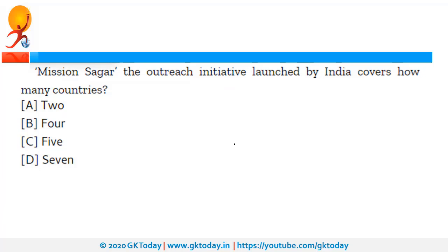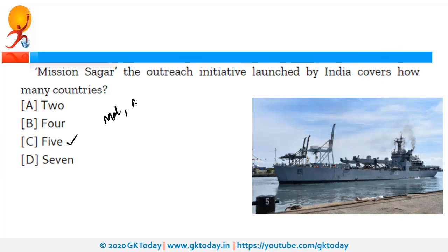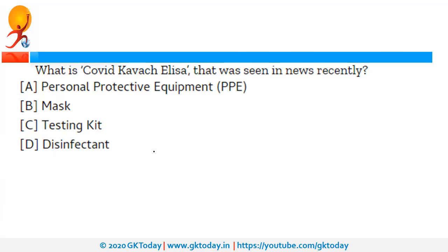Mission Sagar, the initiative launched by Government of India, covers how many countries? So this Mission Sagar was launched by government to provide assistance to the island nations in Indian Ocean, and it covers 5 countries. These 5 countries are Maldives, Mauritius, Seychelles, Madagascar, and Comoros. It is important to note that INS Kesari will provide essential medical and food supplies to these countries. So this Mission Sagar is associated to these 5 island nations in Indian Ocean.